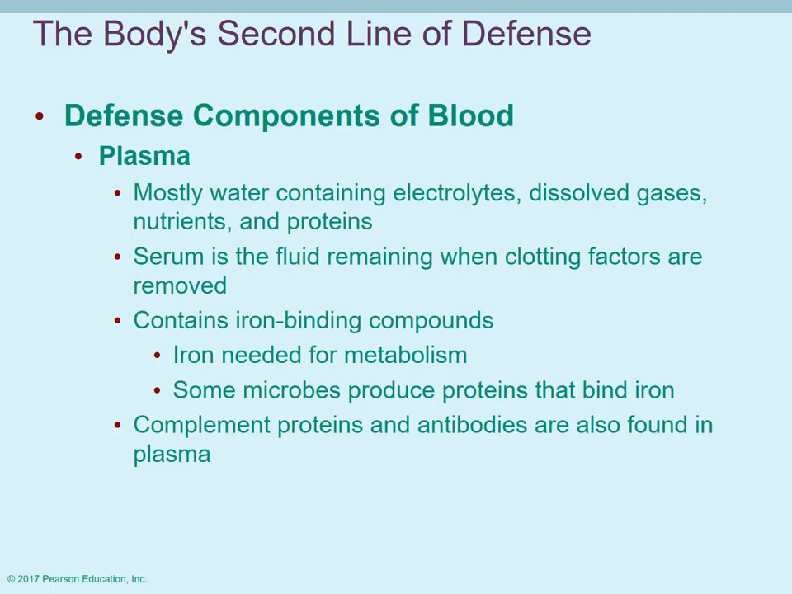Some of the defense components of the blood, number one, you've got the plasma. Plasma is basically the liquid portion of the blood. It has electrolytes, gases, nutrients, proteins in it. It does contain some iron-binding compounds. Iron is definitely needed for metabolism. It's also needed by bacteria for metabolism. And then there are some antibodies found in the plasma, and a specific type of protein called complement protein.